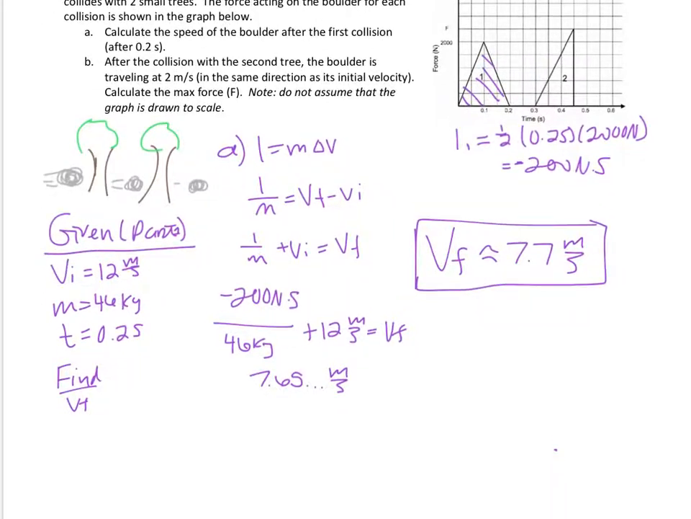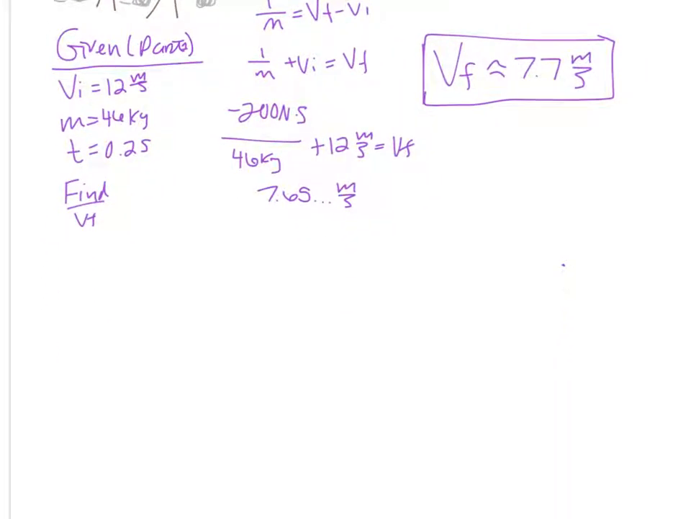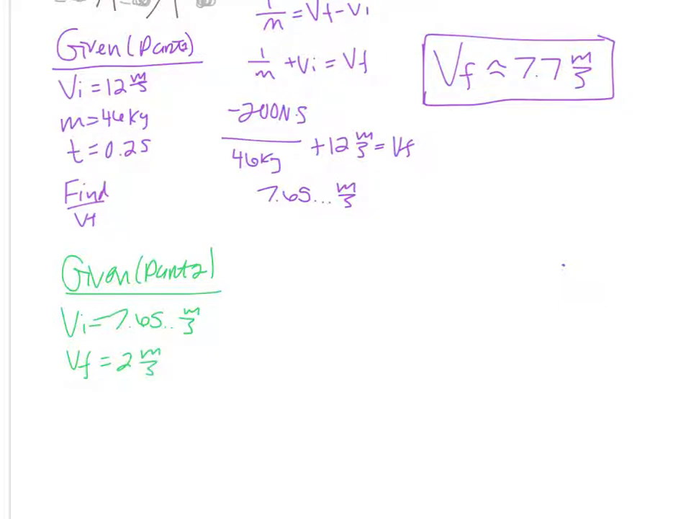Okay, so now let's list a separate given and find for part 2. For part 2, my initial velocity is going to be the final velocity we just found from part 1. So that's going to equal my unrounded 7.65, keeps on going, meters per second. It tells us that the final velocity is 2 meters per second. And by looking at the graph, we can see that the time is equal to 0.15 seconds. And here we're looking for the maximum force.